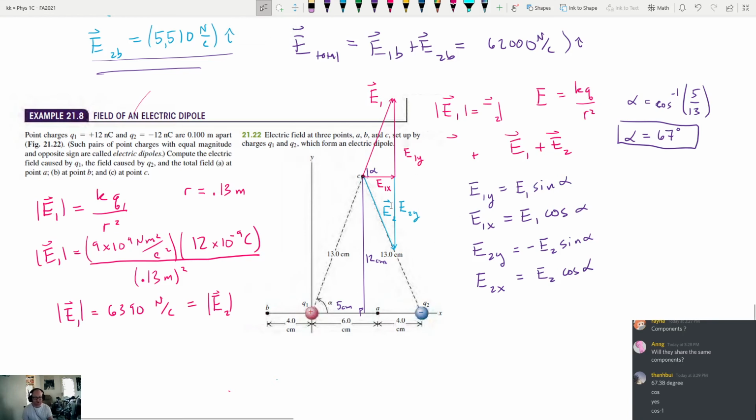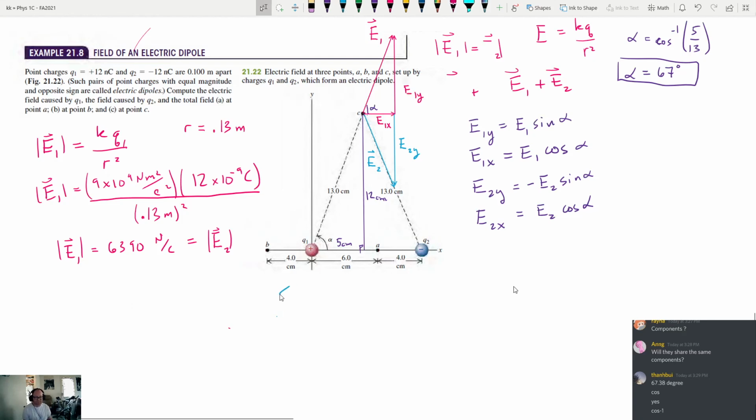In addition, one other thing you might notice here is because they have the same size, E1y, which is up, and E2y, which is down, are going to exactly cancel out with each other, right? When we add these things up. And you can see that here. So going on to the next step, what I want to do is I'm going to sum up all the components in the y direction, which means I'm going to take E1y plus E2y, but that's just going to be like doing E1 sine alpha minus E2 sine alpha, but E1 equals E2.